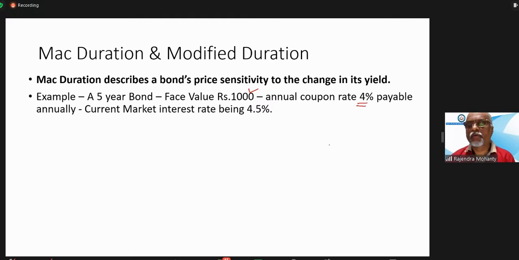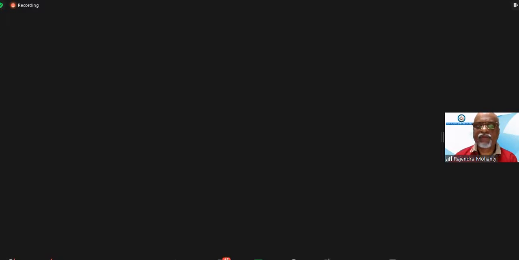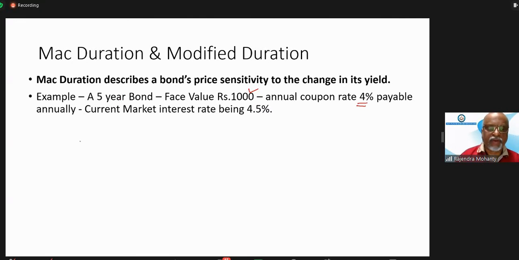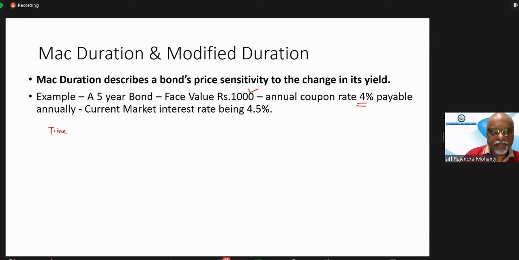Simple thing. So we have a value of 1,000 rupees. Coupon is 4%. That means how much coupon you are getting. So this is a 5-year bond, so we can make a column here. I am making the column as time period. So time period is 1, 2, 3, 4 and 5. These are the 5 years.